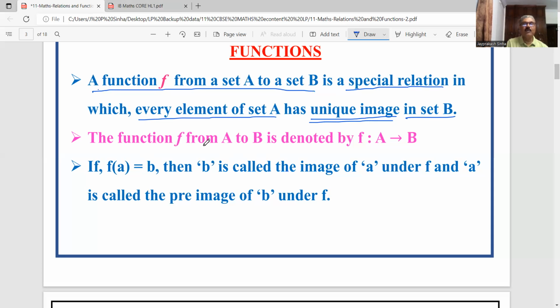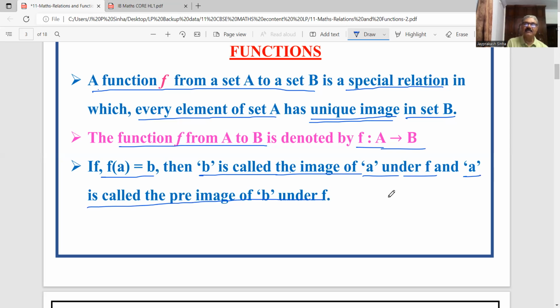The function f from A to B is denoted by f : A → B. It means the function f from A to B. If f(a) is equal to b, then b is called the image of a under f, and a is called the pre-image of b under f.